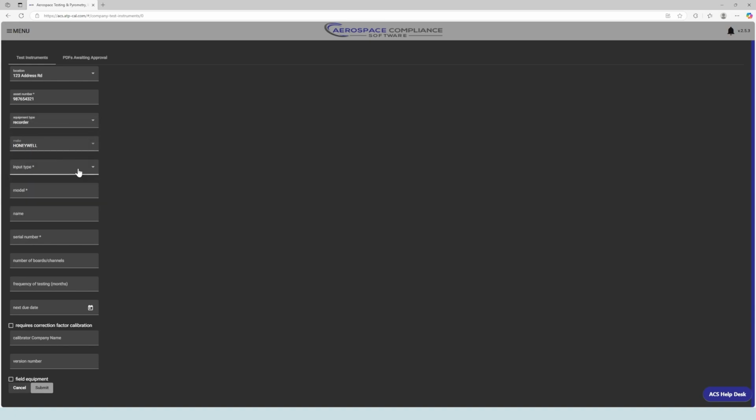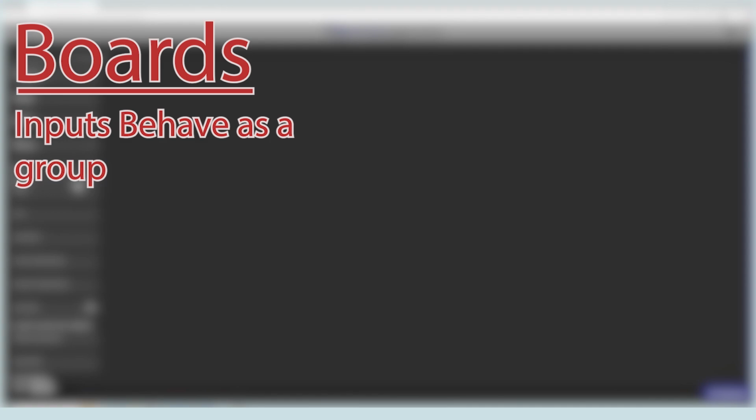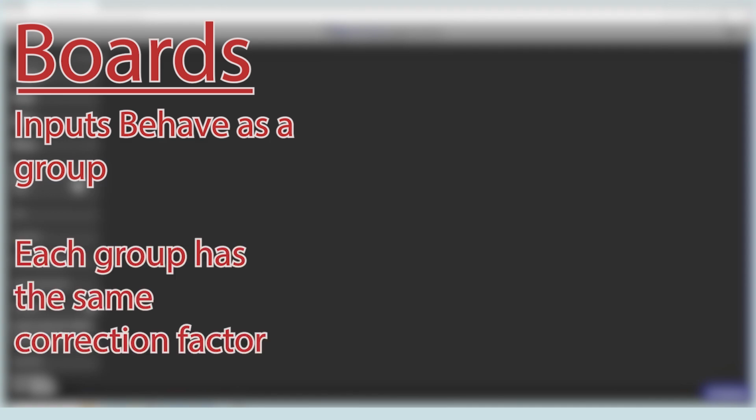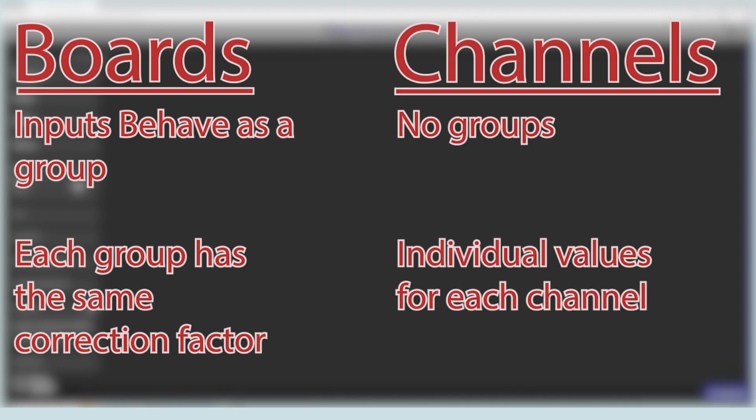For input type, your choices are board and channel. Test instruments with boards have inputs that behave as a group, each group using the same correction factor. The channel choice is for test instruments without boards that have individual values input for each channel.